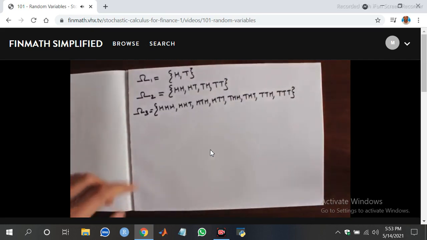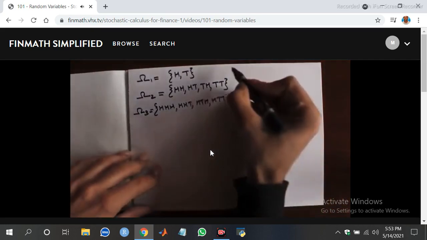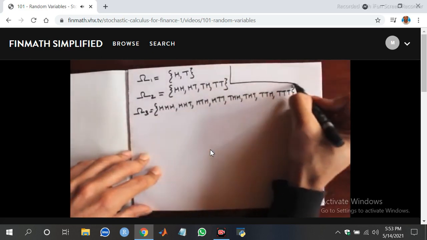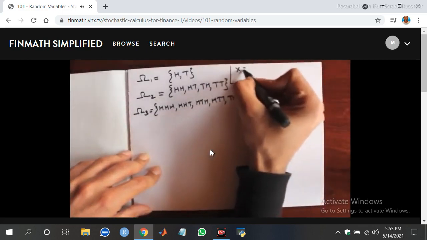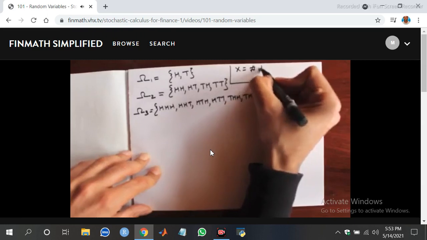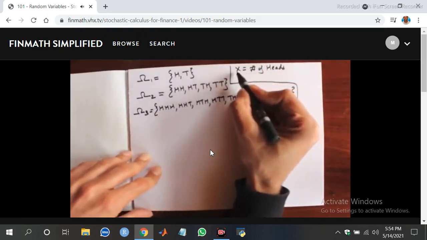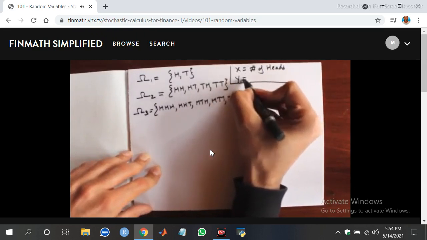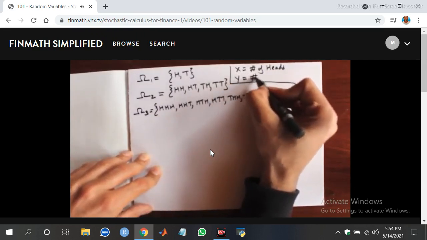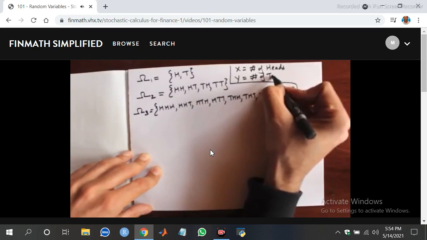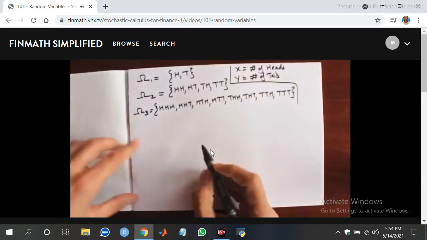Now what I would like to do is define 2 random variables. Let's say I would like to count the number of heads, and that random variable I'm going to denote by x, and let's do another one, y, where I'm going to count the number of tails.